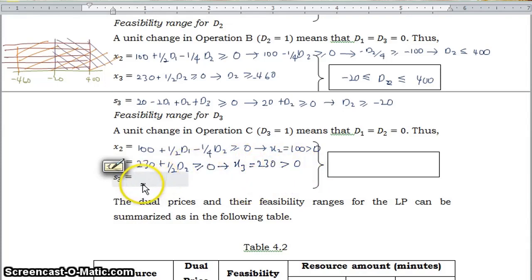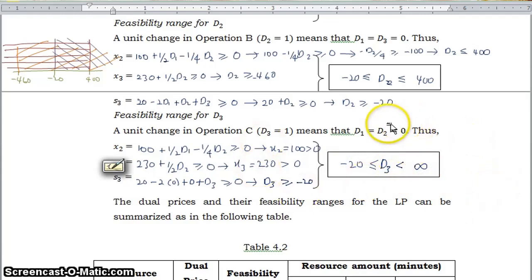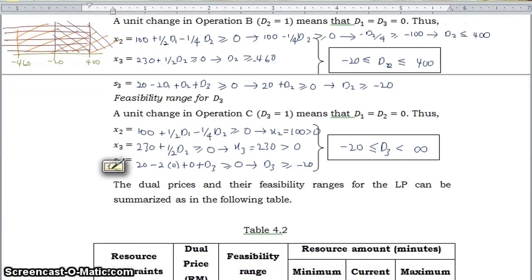And for S3, we have 20 minus 2D1, which is 0, plus D2, also 0, plus D3 greater than or equals to 0. We rearrange and get D3 is greater than or equals to negative 20. From here we know that the range for D3, so that the current solution remains feasible, is greater than or equals to negative 20 but less than infinity. So this is the individual feasibility range.